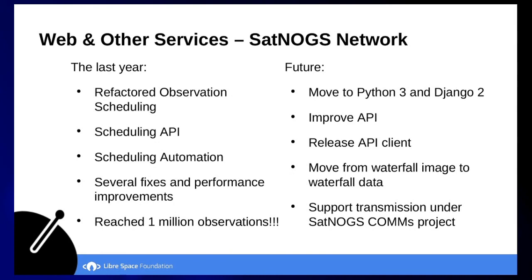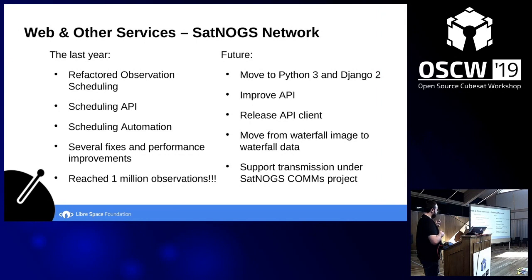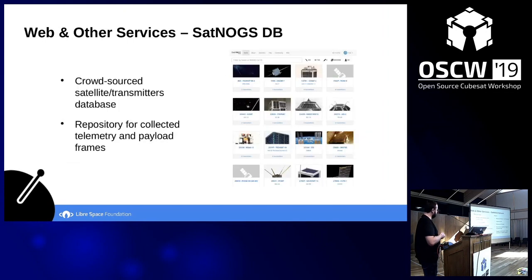We refactored the code that does the scheduling. We implemented a scheduling API. We also tried to automate the scheduling process. Of course, we have done some fixes for performance and bug fixes, and also reached 1 million observations. For the future, we are going to move to Python 3 and Django 2, improve the API, and release an API client so people that use the API have software that will easily consume the network API. We're going to move from a waterfall image to waterfall data that will allow us to do some more accurate calculations and also support the transmission part as in the other projects.